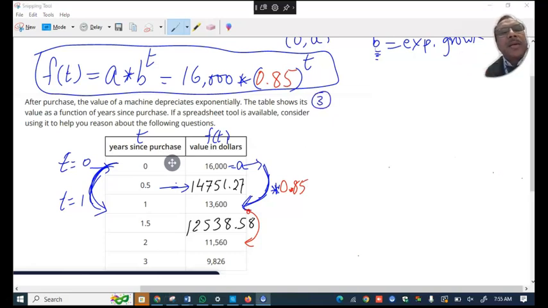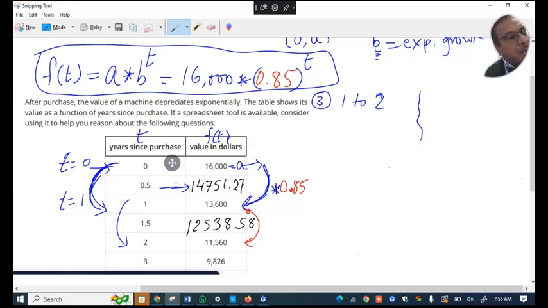Now from the table, question number 3 is asking, by what factor did the value of the machine change every 1 year from 1 to 2? So they're asking, what about from 1 to 2? So this is the question. So 1 to 2, this they want to know.